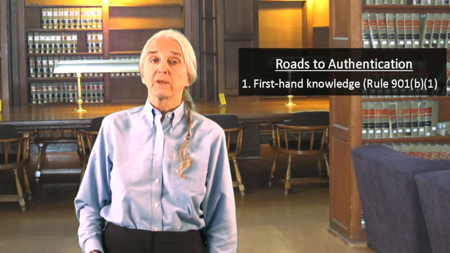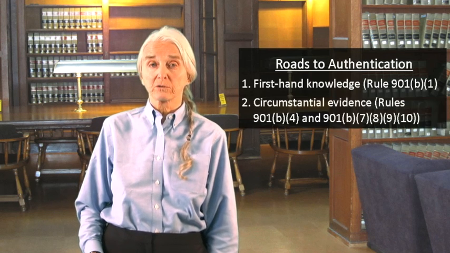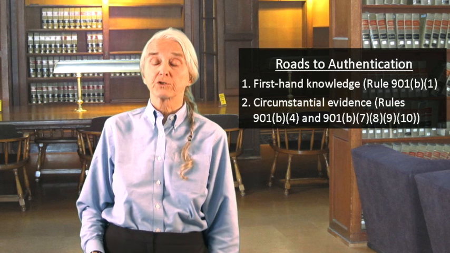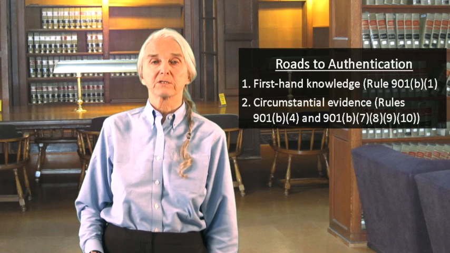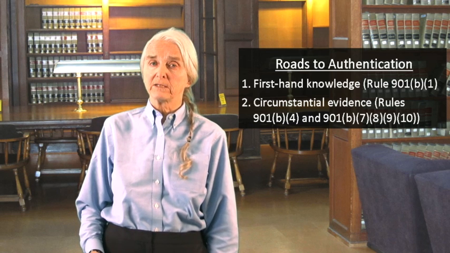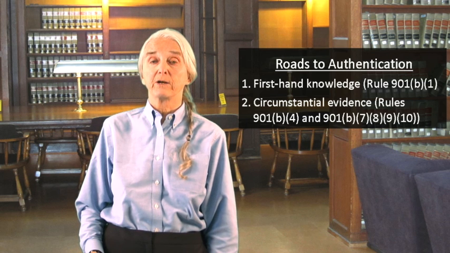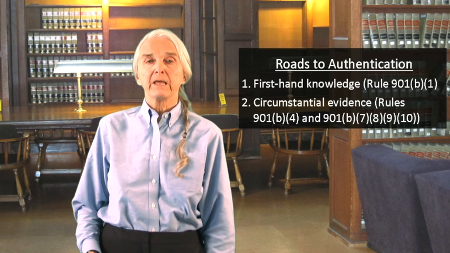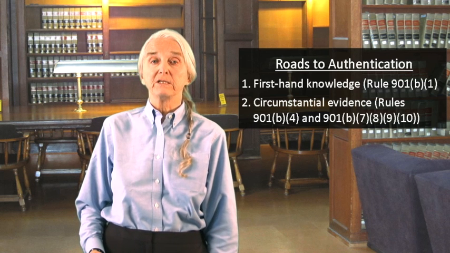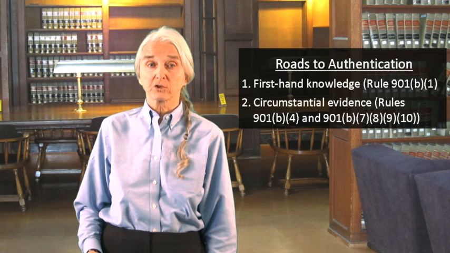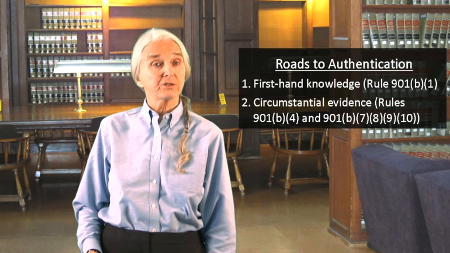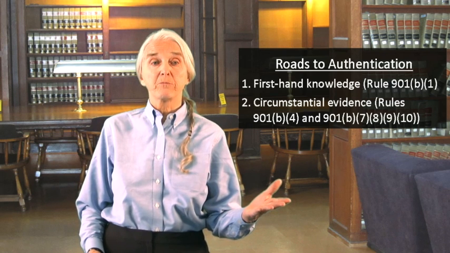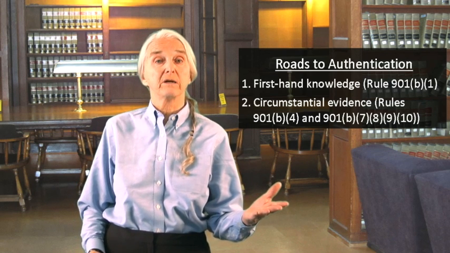Now, second, an exhibit can be qualified by circumstantial evidence under Rule 901(b)(4), which covers what's called distinctive characteristics, or also by other kinds of circumstantial evidence under Rule 901(b)(7), (8), (9), or (10). In these cases, the witness needs first-hand knowledge of the qualifying circumstances, but not as to the origin or creation of the document itself. These rules are very broad, and they provide authentication for many kinds of documents.